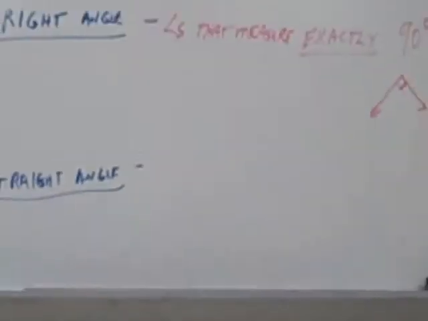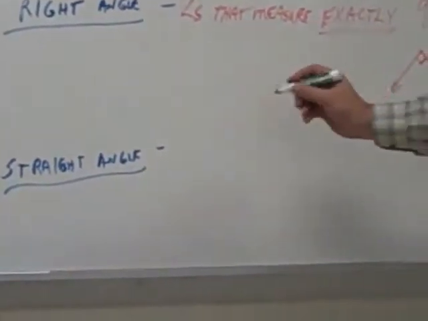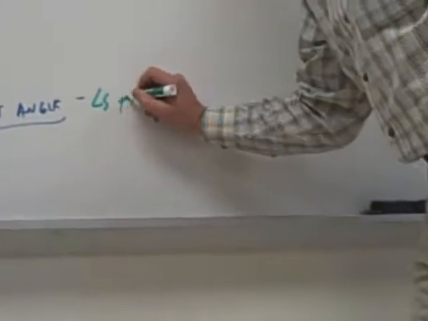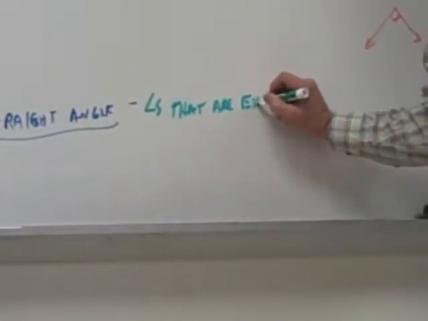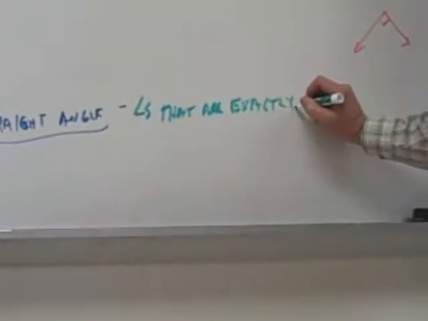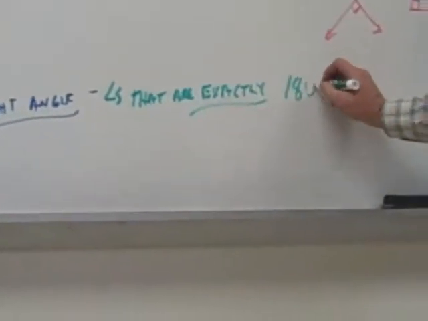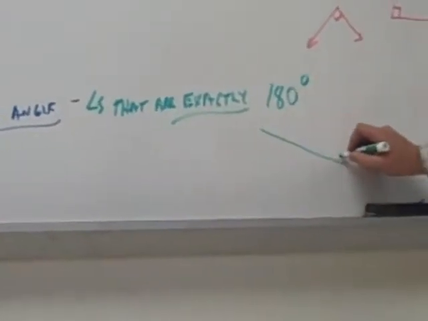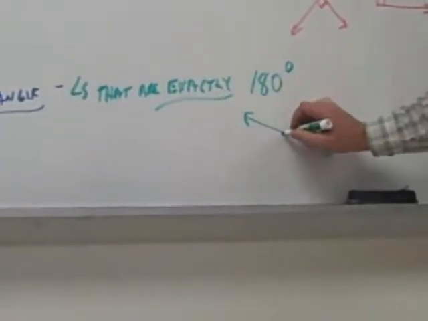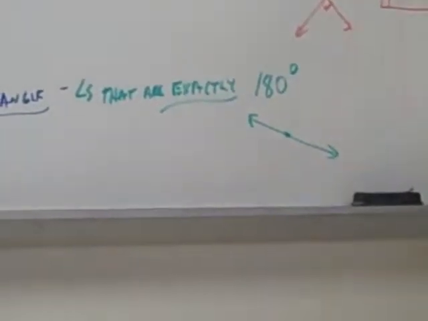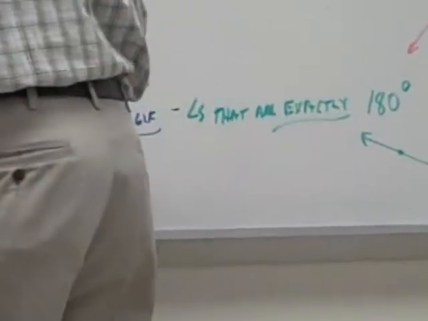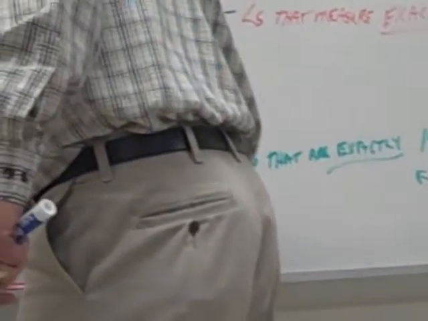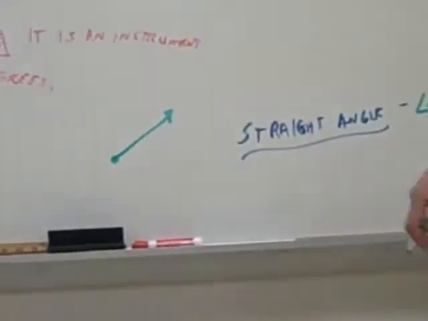There we go. Straight angle. Angles that are exactly 180 degrees. And what does it look like? Straight. A straight line. Couldn't it be 0? No, sir. Good question. That is a 0 angle.